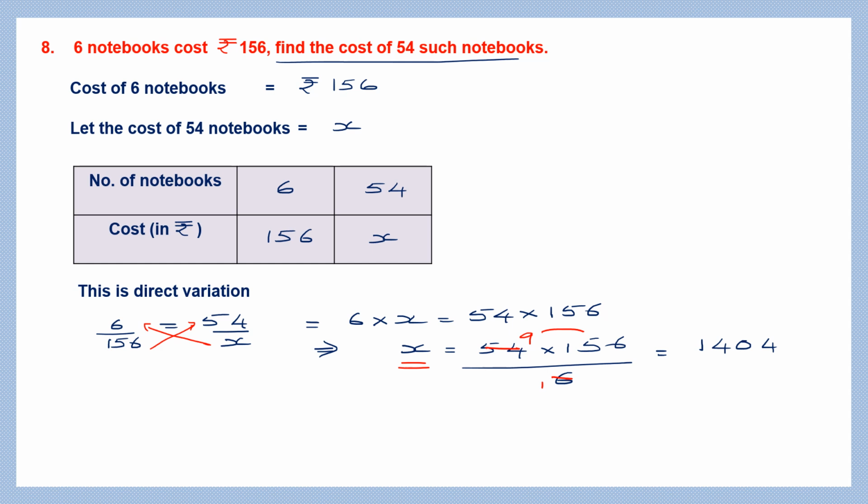And what is X here? We said X is the cost of 54 notebooks. So in place of X, we can write 1404. So this is the cost of 54 notebooks. So let's write that clearly. Cost of 54 notebooks is rupees 1404.